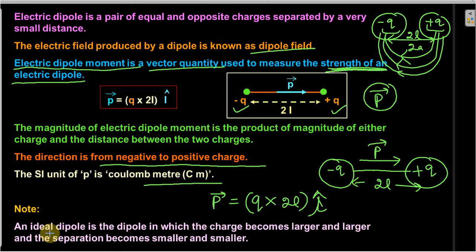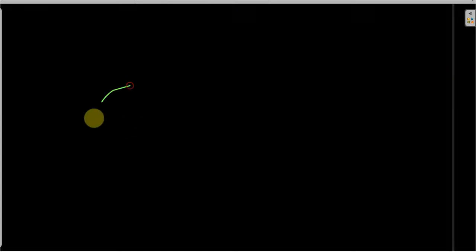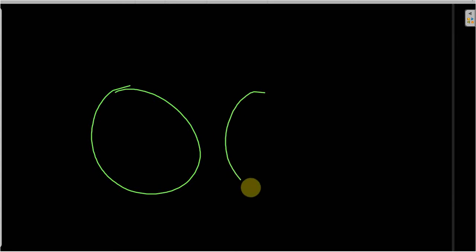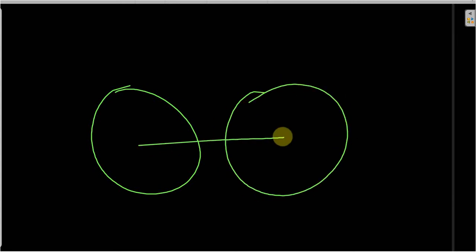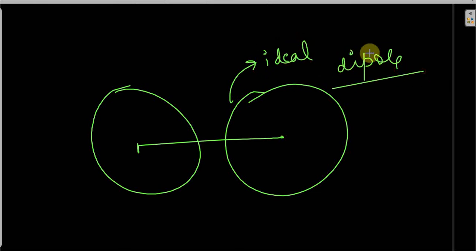Now the next term is ideal dipole. What is an ideal dipole? An ideal dipole is a dipole in which the charge becomes larger and the separation becomes smaller. If you increase the size of the charge but decrease the distance between the two charges, the dipole is known as an ideal dipole. This is the condition for an ideal dipole: when the size of the charge is very high but the distance between the two is very small.